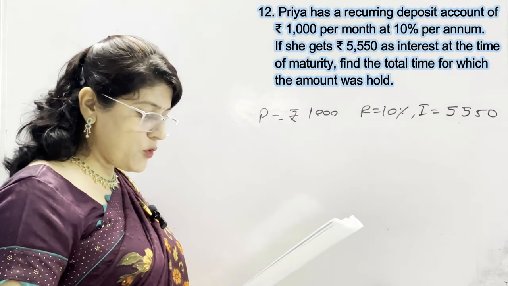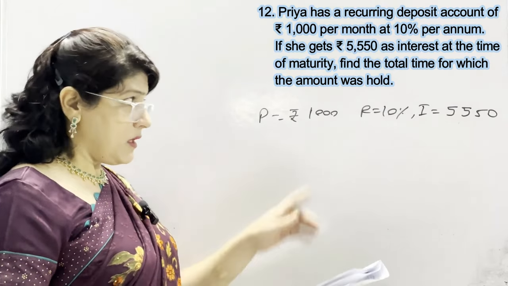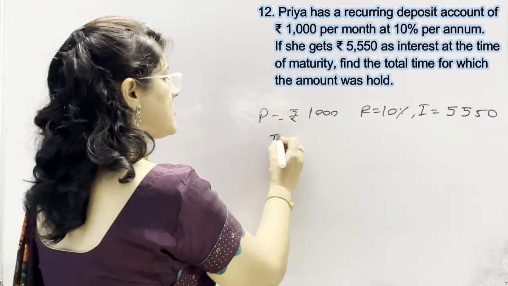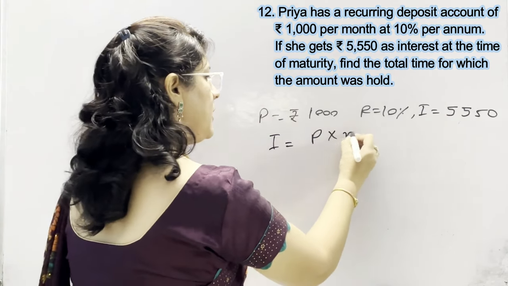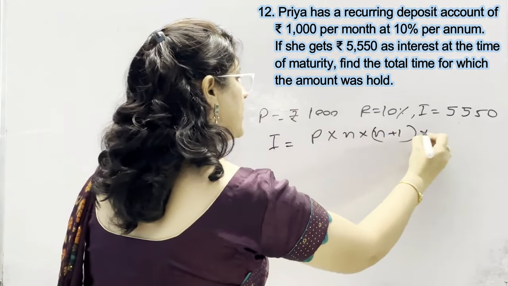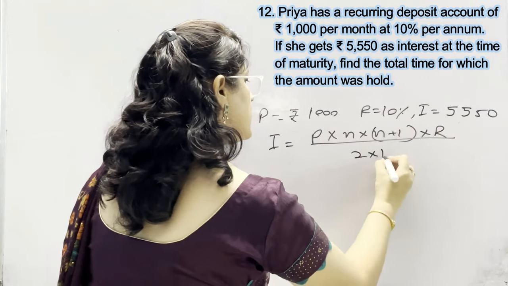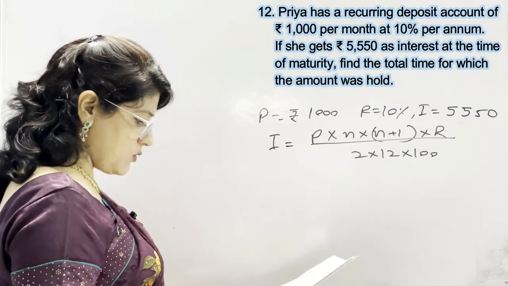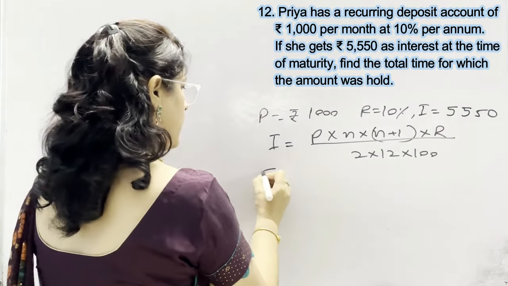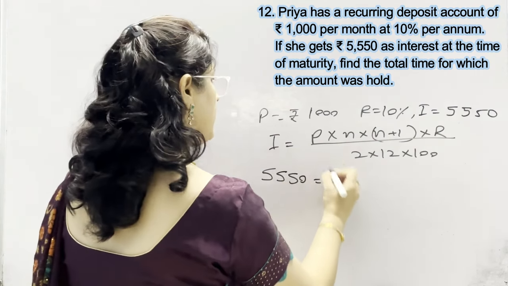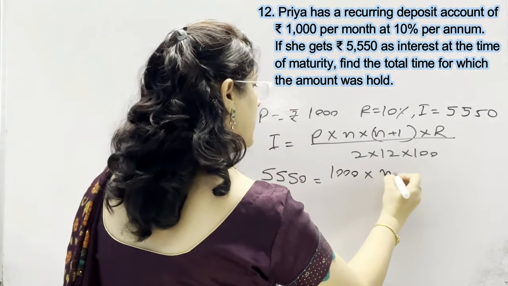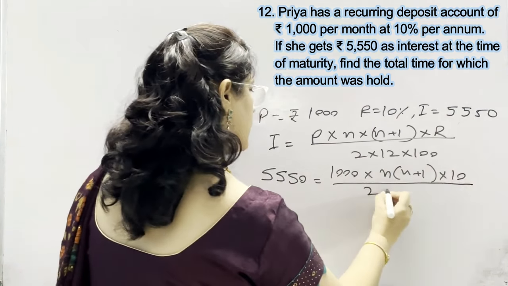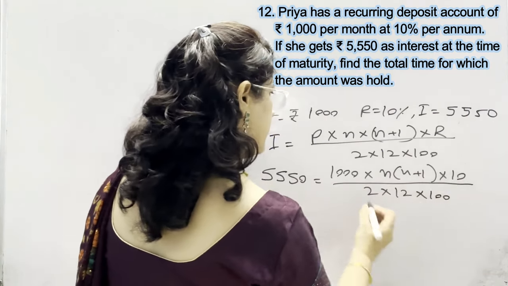Here we should not be confused by the word maturity, because what they have given is the interest, not the maturity value. So we need to apply the formula for interest only. So I is equal to P into n into n plus 1 into R upon 2 into 12 into 100. Here time is not given, so we need to calculate it. The value of interest is given, the value of P is given, n and n plus 1 are not given, and R is 10, 2, 12 and 100.